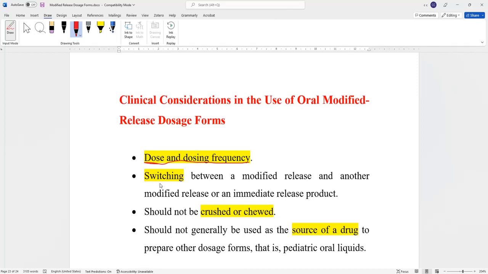You should ask them not to switch their medication with another modified release formulation. They may have one modified release product and another company has a different modified release product, and then they switch. No, they cannot, because each one will have different release features. So they should not switch their extended release product with another one, or with an immediate release product. Also ask them not to crush it or chew it, because this will affect the modified release product. It will destroy the coatings.